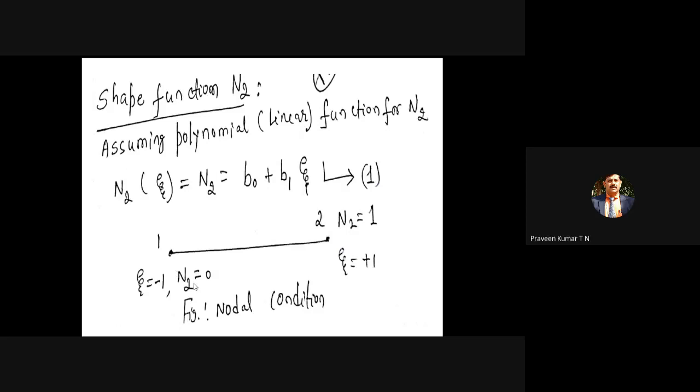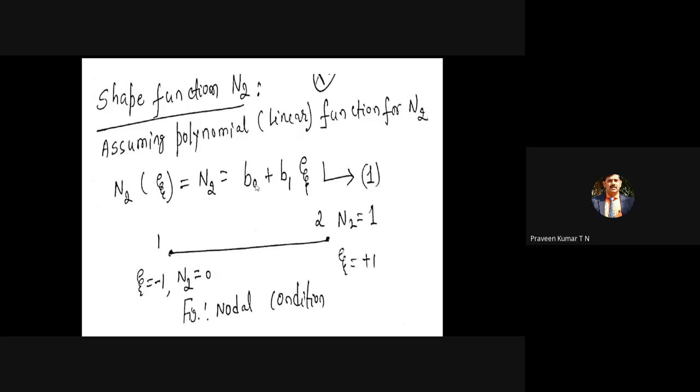At node 1, if you go by the general property of the shape function, the shape function value N2 is 0 at node 1 and its value is 1 at node 2. Or in other words, the N2 value is 1 at node 2 and at all other nodes it is 0. All other nodes refers to, here, node 1, where it is 0. There are two boundary conditions. This is one boundary condition. At xi is equal to plus 1, N2 is equal to 1. It is one nodal condition. At xi is equal to minus 1, N2 value is 0. There is one more nodal condition.